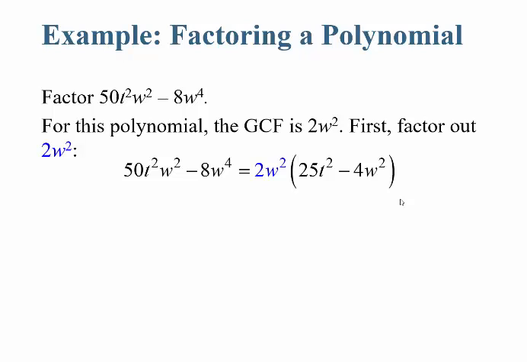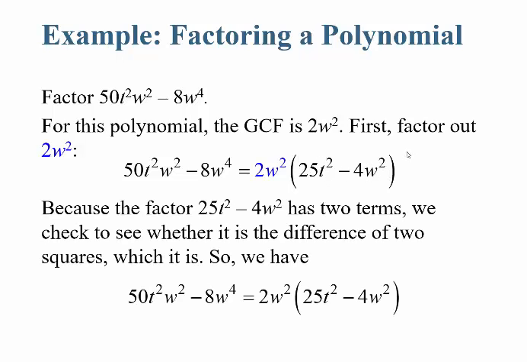So this is 5t squared minus 2w squared. Because this factor has 2 terms, we check to see whether it's a difference of 2 squares, which it is. So we can now factor this as 2w squared times 5t plus 2w times 5t minus 2w. So these just involve a lot of checking to see if you can go further and further. And the more you practice on the homework, the easier this will get.